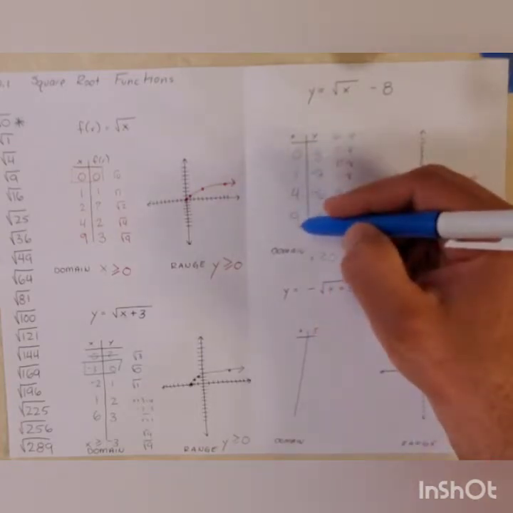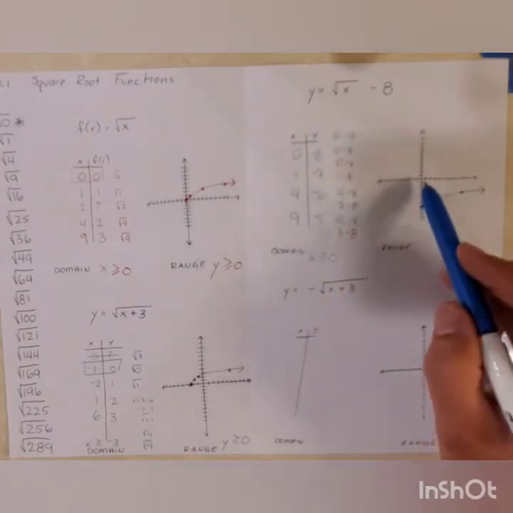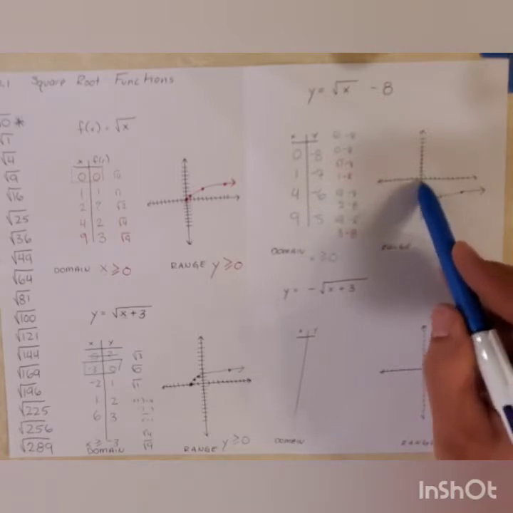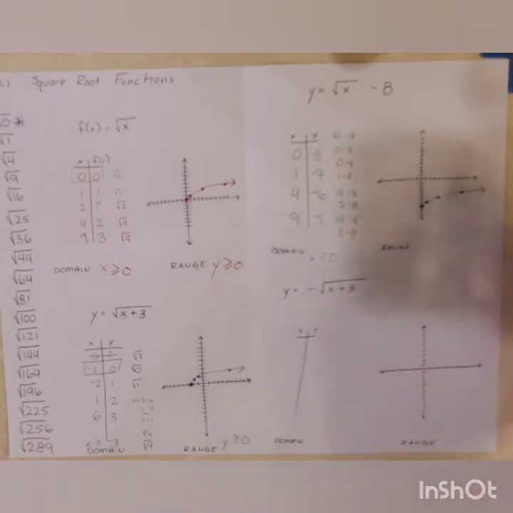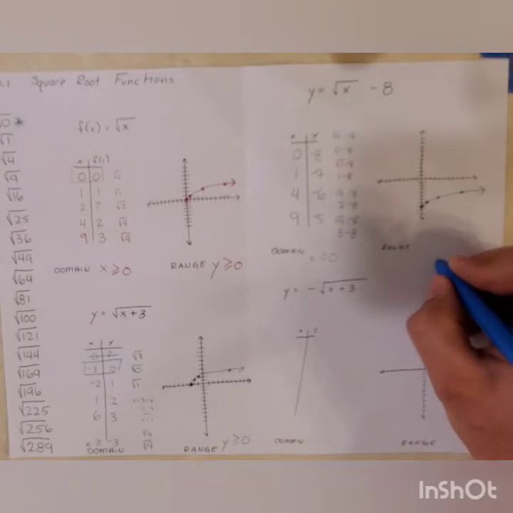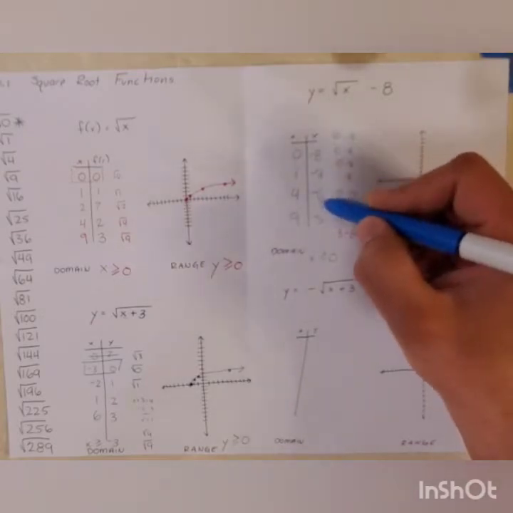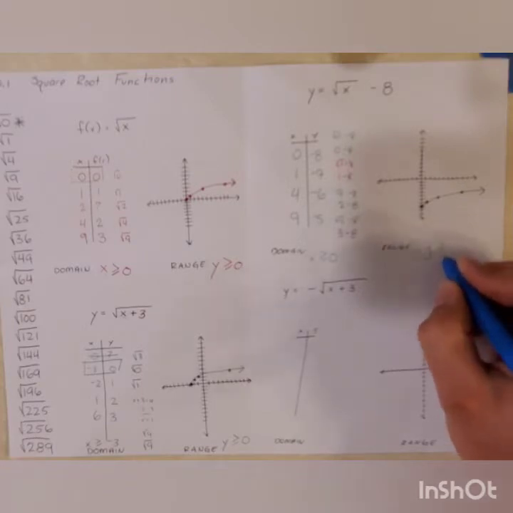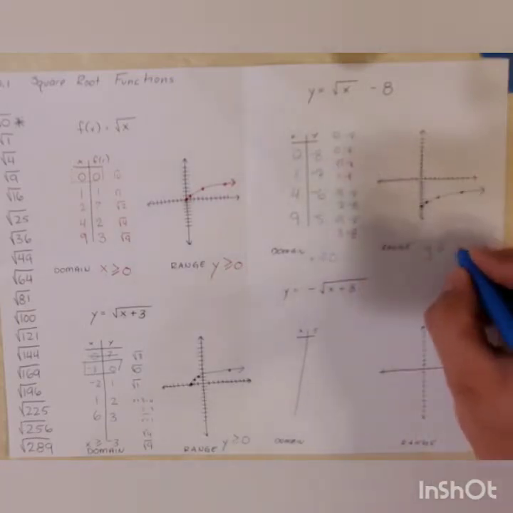Now that's me looking at the table. If I looked at my graph, same thing. Starts here, x is 0, and it just keeps going to the right, getting bigger. Your range, that's your y values, you're up, down. If I look at my table, it seems to start at -8. And then -7, -6, -5, they're getting bigger, so my y's are greater than or equal to -8.